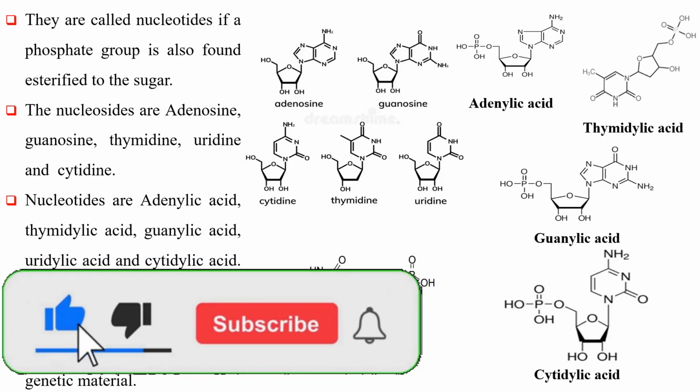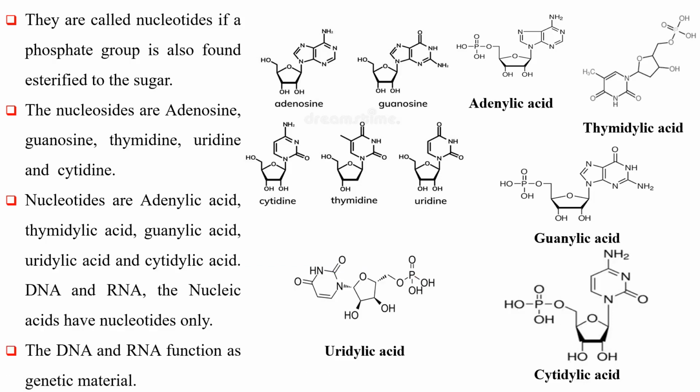The nucleosides are adenosine, guanosine, thymidine, uridine, and cytidine. Nucleotides are adenylic acid, thymidylic acid, guanylic acid, uridylic acid, and cytidylic acid. DNA and RNA, the nucleic acids, have nucleotides only. The DNA and RNA function as genetic material.